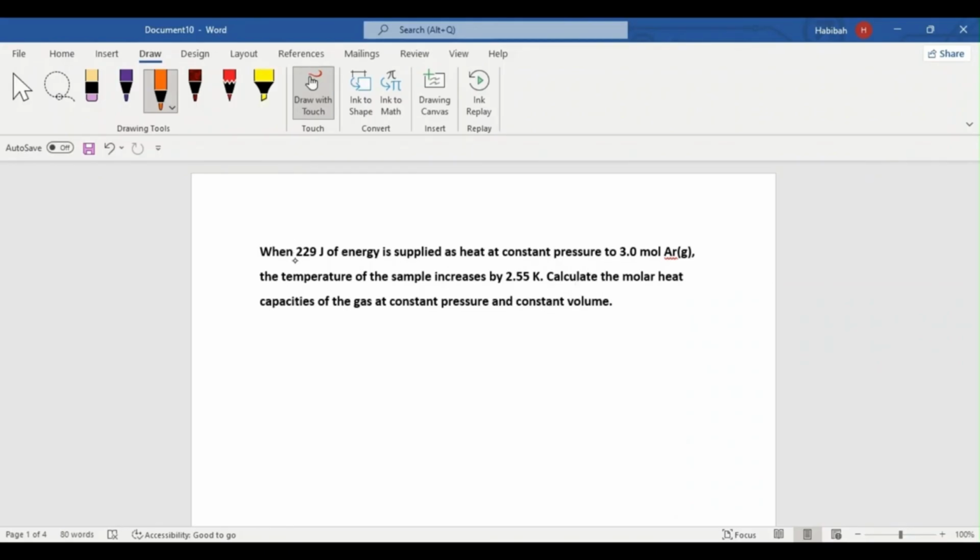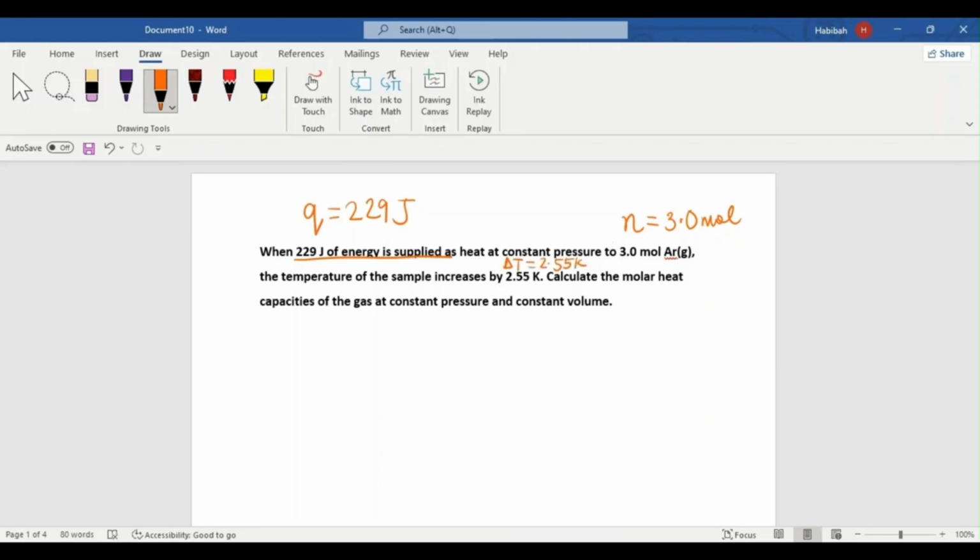So they told us energy supplied as heat. So basically Q here is equal to 229 joules. And this situation occurs at constant pressure to 3.0 moles. So the number of moles we've been told is 3.0 mole. And the temperature of the sample increases by 2.55 Kelvin. So they are telling us now that the change in temperature is 2.55 kelvins.